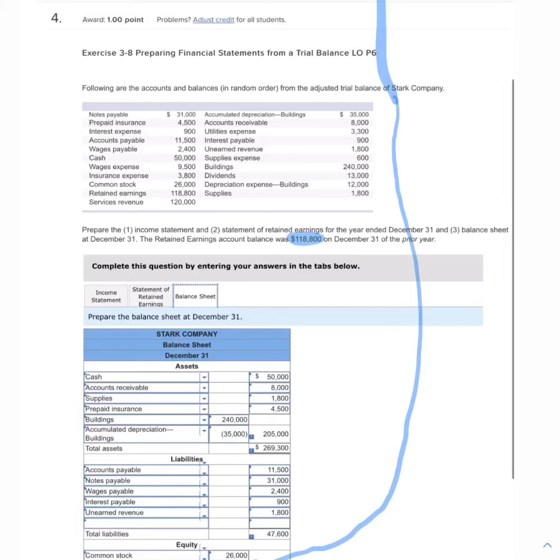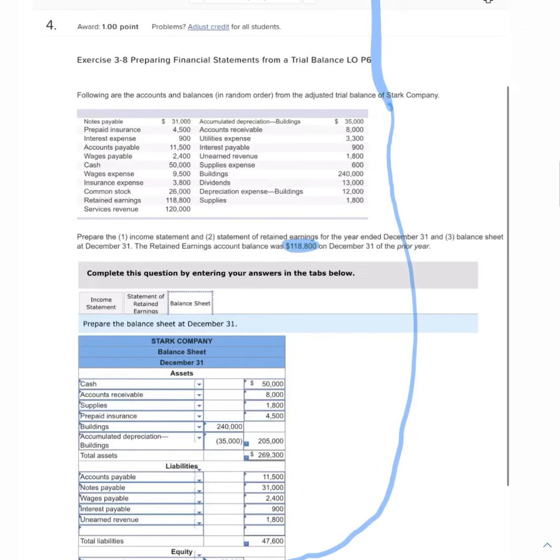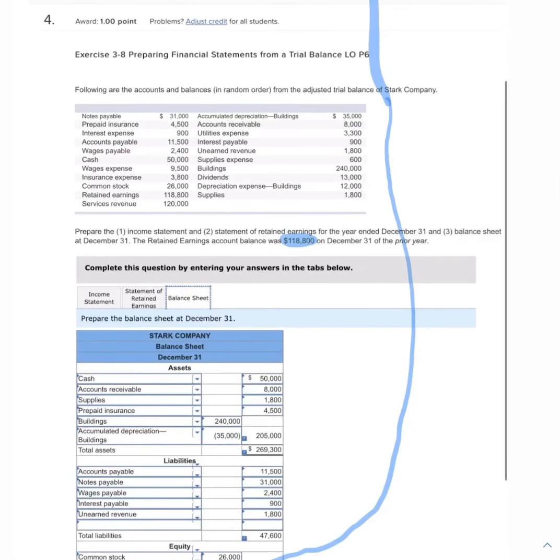Now here, all we're doing is we're going to prepare a basic balance sheet. You will notice this is not a classified balance sheet. We're still preparing an unclassified balance sheet in this question. So all of our assets are simply lumped together. All of our liabilities and all of our equity is all just lumped into broad categories. We don't have the finer divisions that we'll see later in the semester.